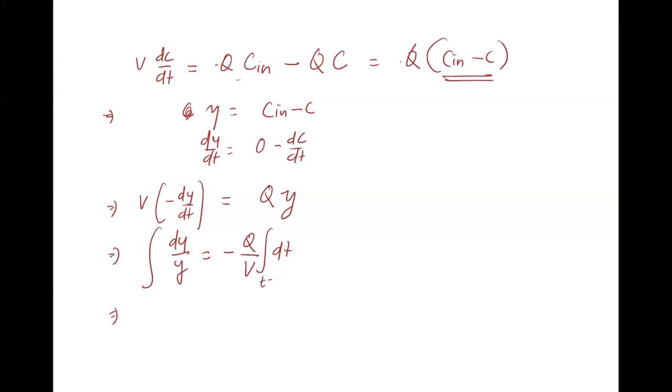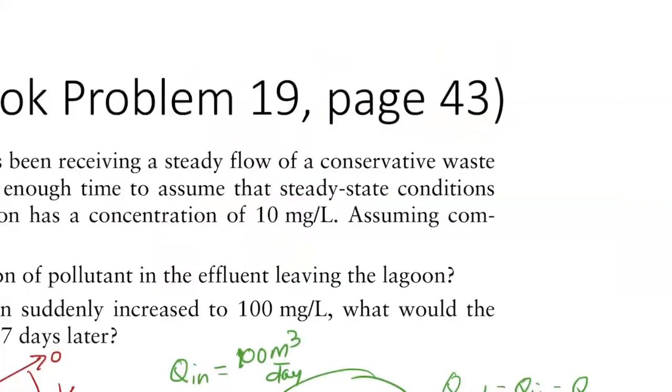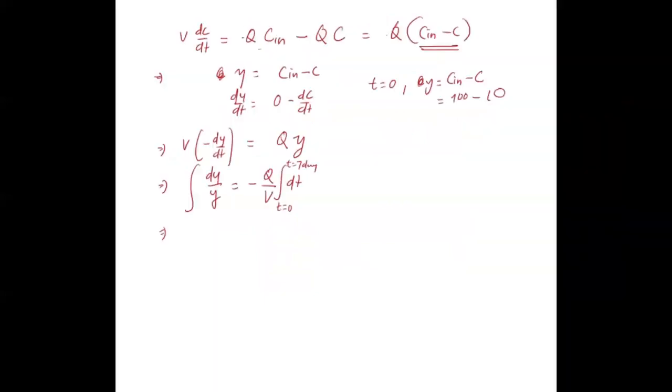So T equal to zero to T equal to 7 days. At T equal to zero, Y equals C in minus C. At T equal to zero, the effluent concentration we know exactly. So C in is 100 minus C out, which initially, as I said, was 10 milligram per liter. So that will be 90 milligram per liter. At T equal to 7 days, we are finding what Y is. So I'm just going to write the initial value as Y zero.